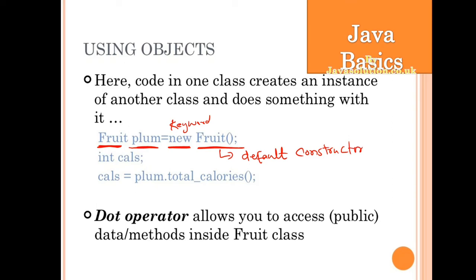This is a default constructor, right? And then once we have the instance or an object of the class, we can use that instance with the dot operator here and call the method of that class, right? So this is a method.